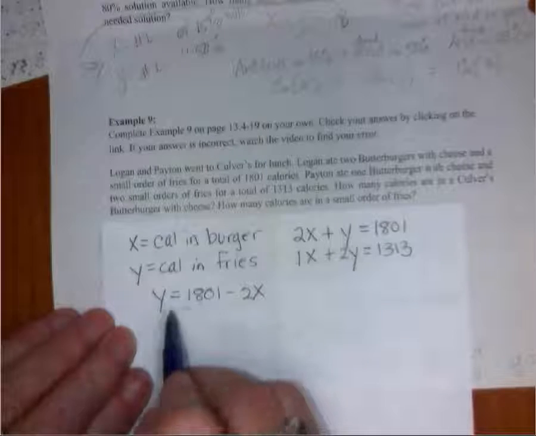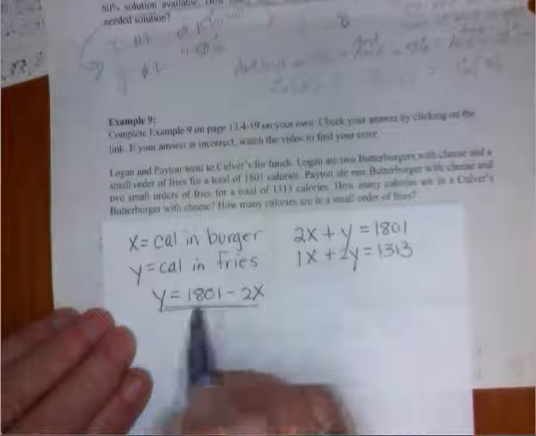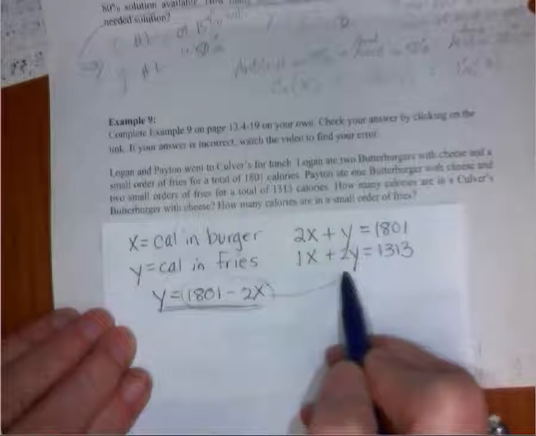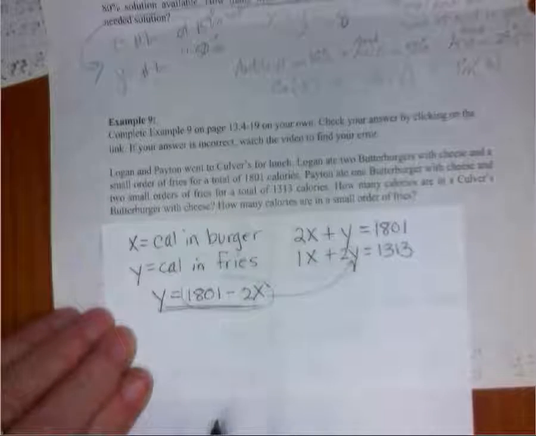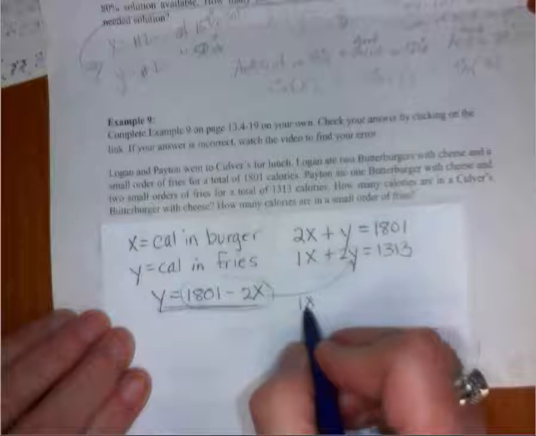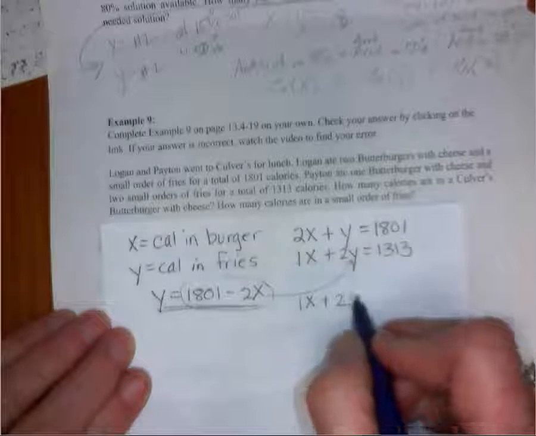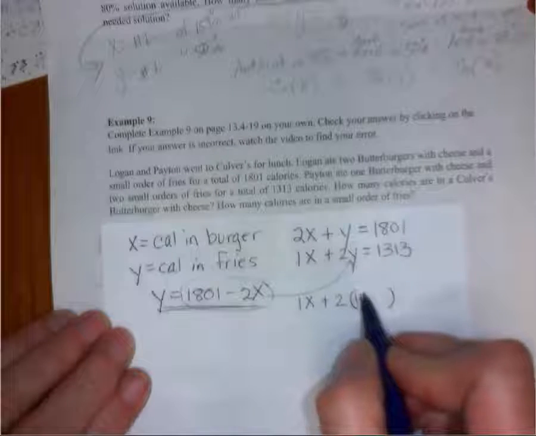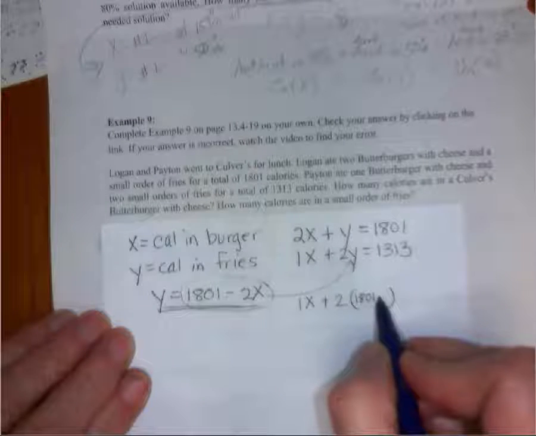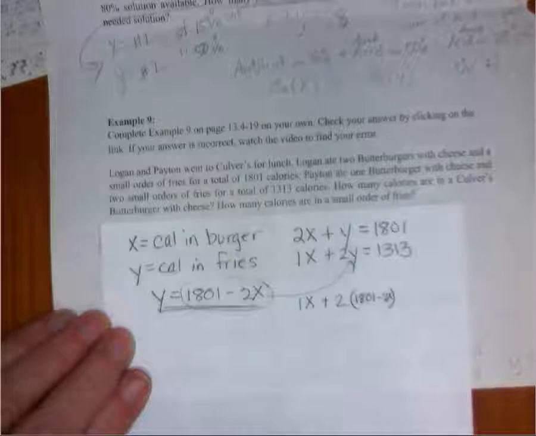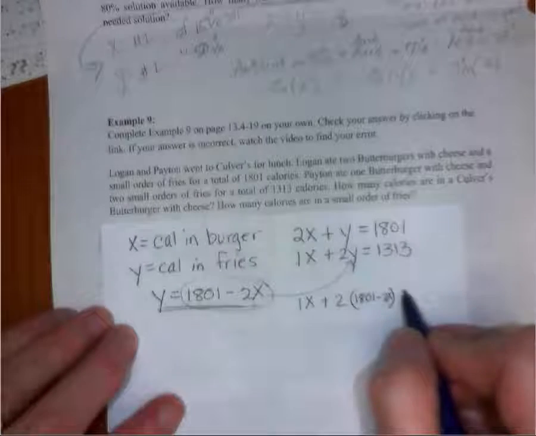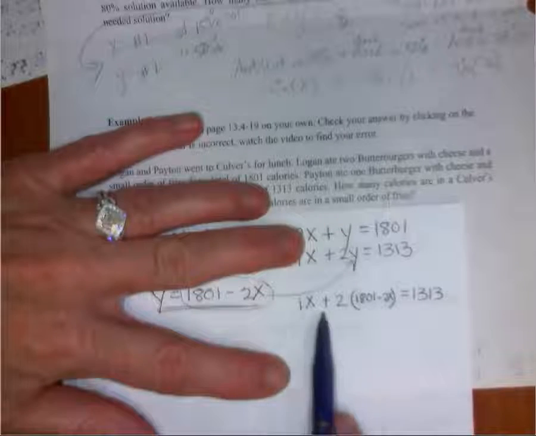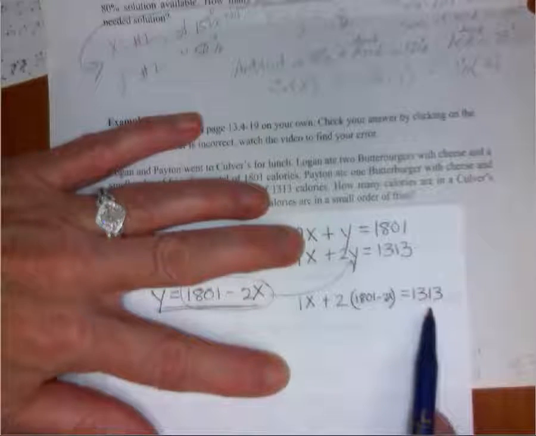Now this is what I'm going to use to substitute. Anytime I see a y, I can replace it with this, which means I can put that right into that. So I can say 1x plus 2 times, now I'll do the substitution value, 1801 minus 2x equals 1313. So I have all x's now.